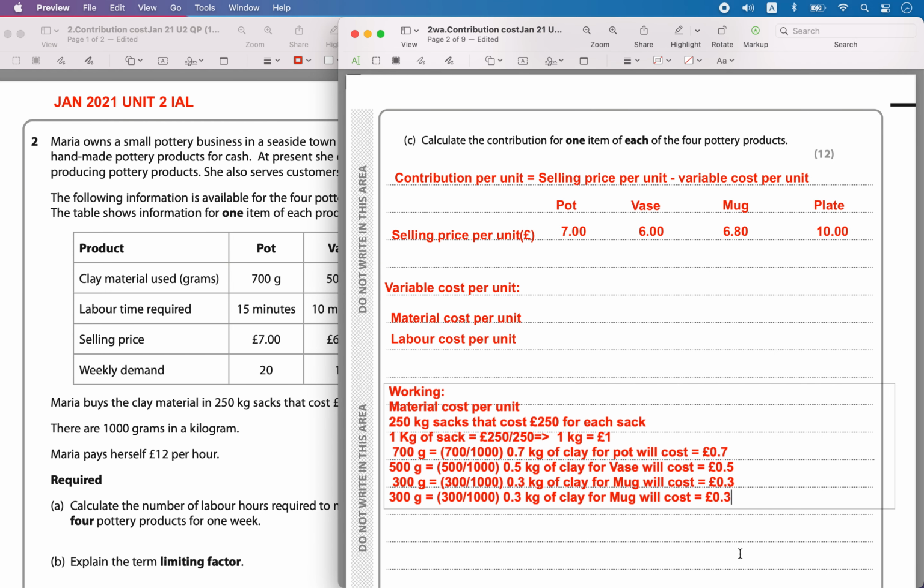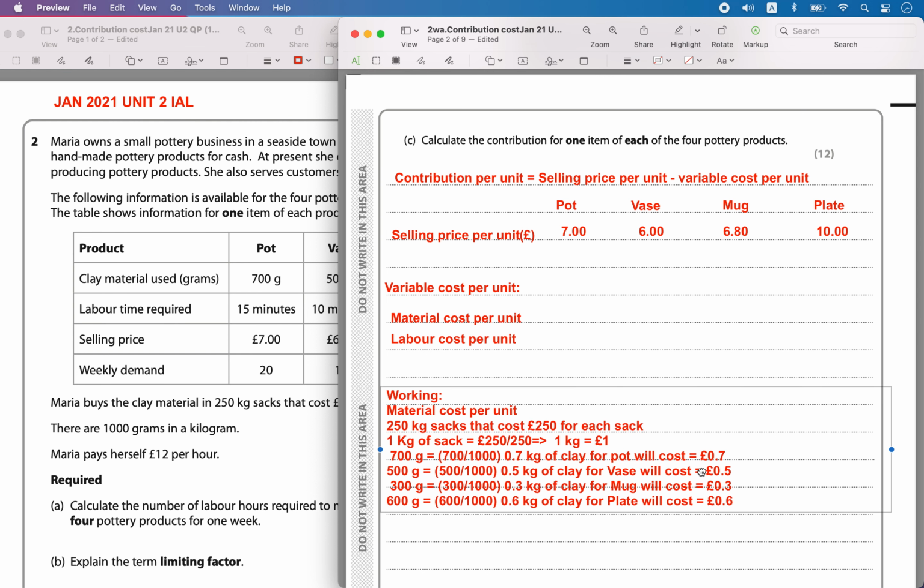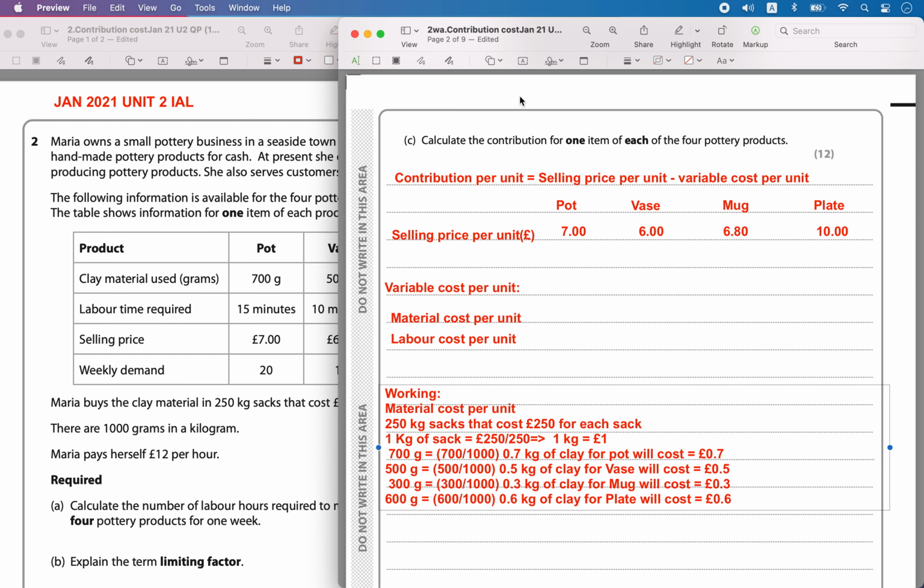Okay, similarly now for the next one, the last one is the plate. So the plate is going to require 600 grams of clay. Okay, that is nothing but 600 divided by 1000, that is 0.6 kg of clay for the plate. That is going to cost 0.6 pounds. So that's how you will calculate the material cost for each of them.